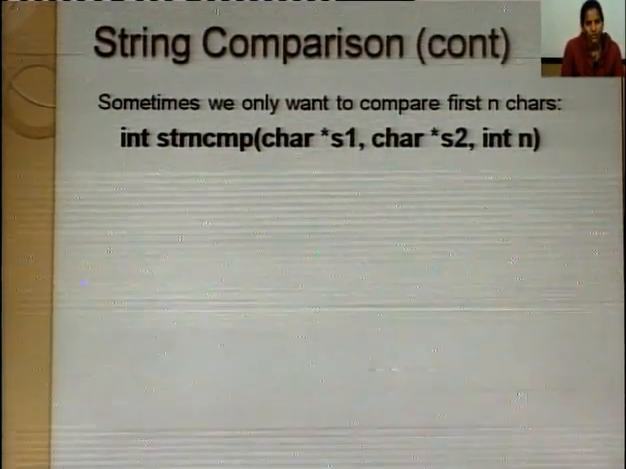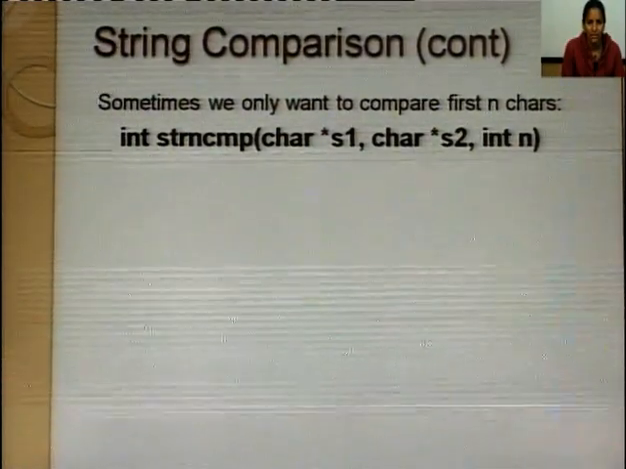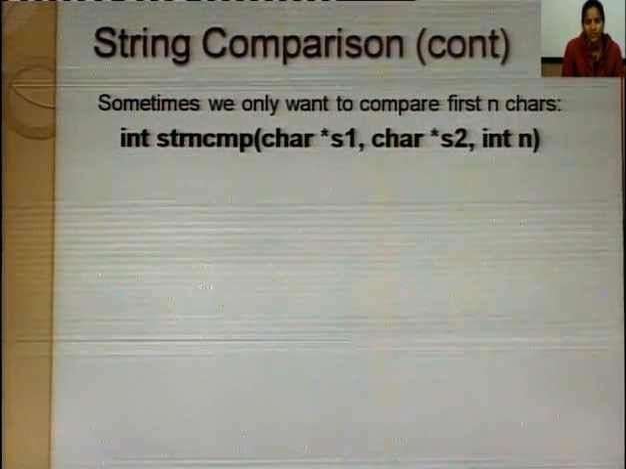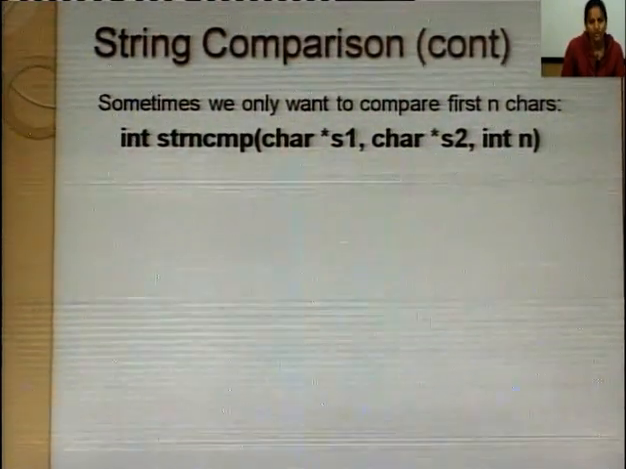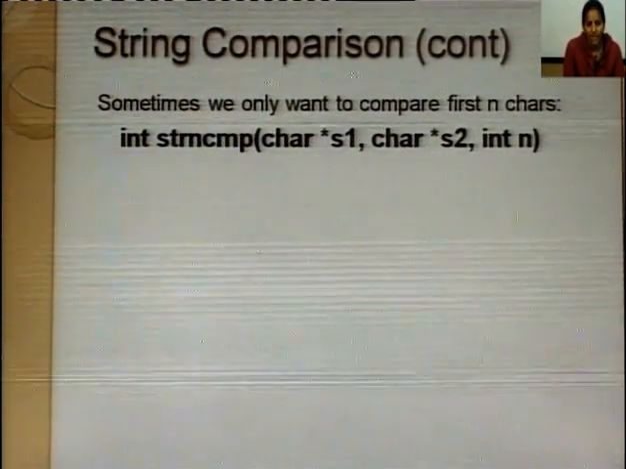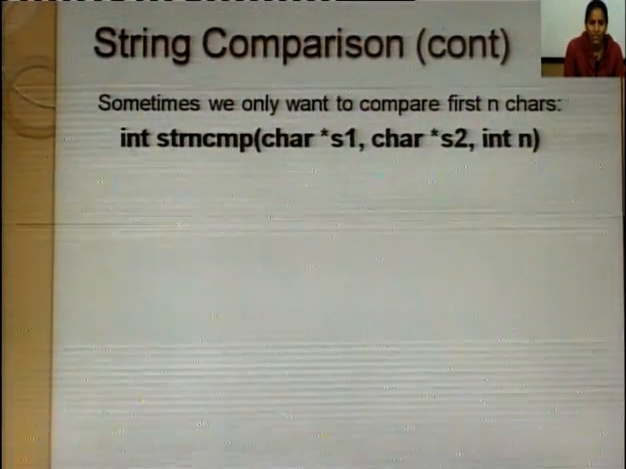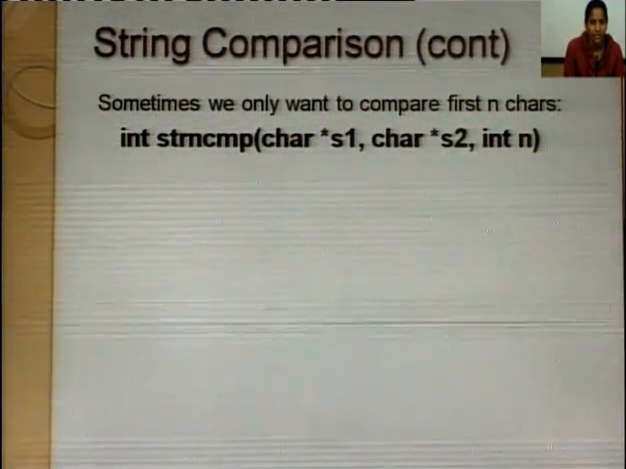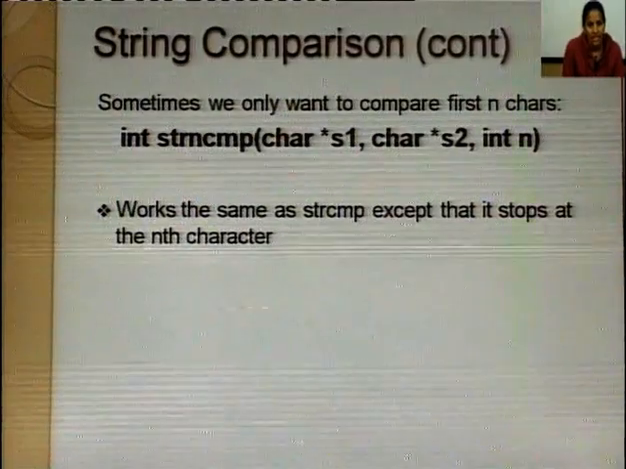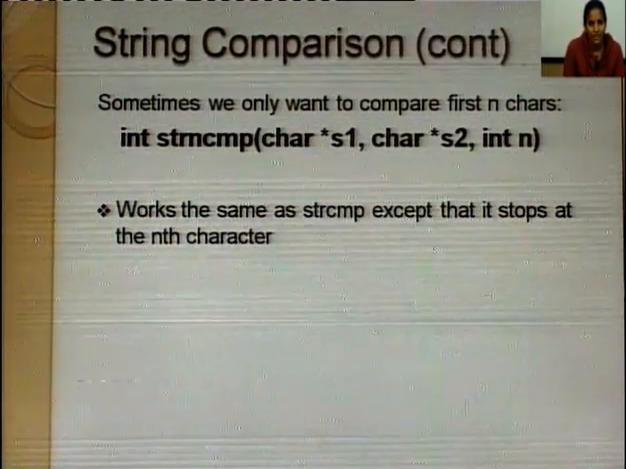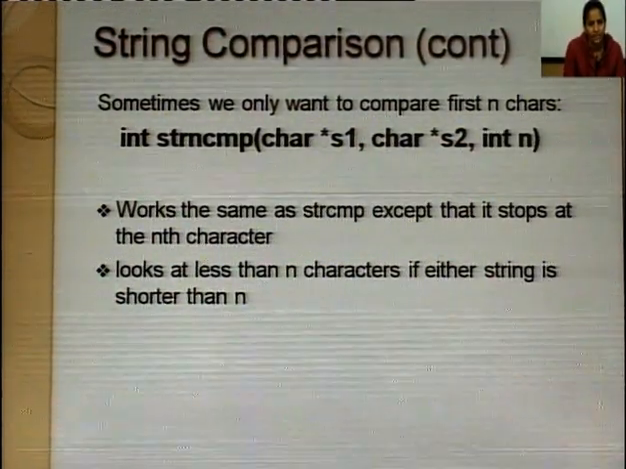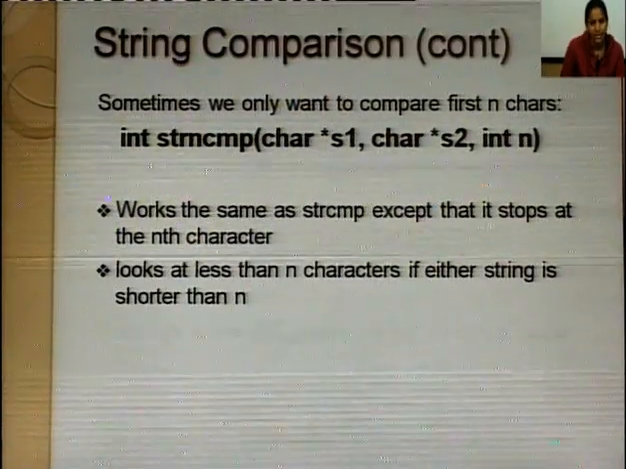Sometimes we only want to compare the first n characters, that is, s1's first n characters and s2's first n characters are compared, the remaining are untouched. Then we use the syntax int strncmp, where n stands for n characters compare, then the first string, comma, the second string, comma, the digit value up to which we want to compare these string variables. It works the same as strcmp except that it stops at the nth character. So it looks at fewer than n characters if either string is shorter than n.